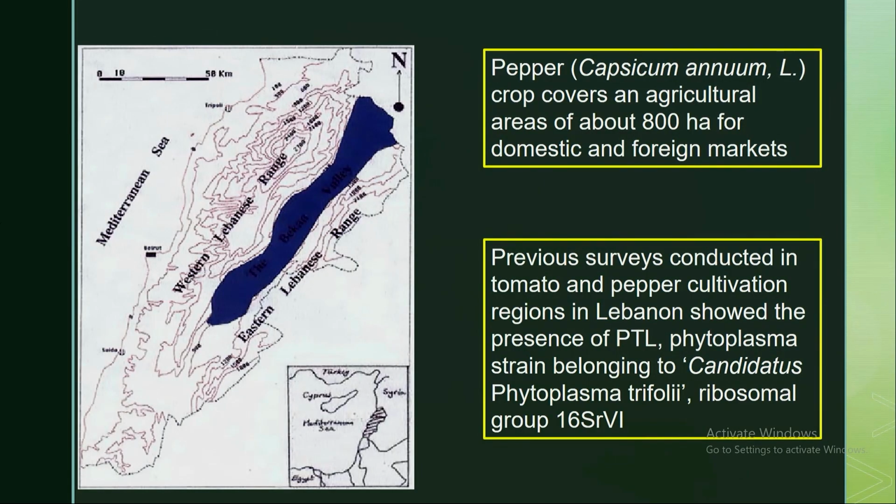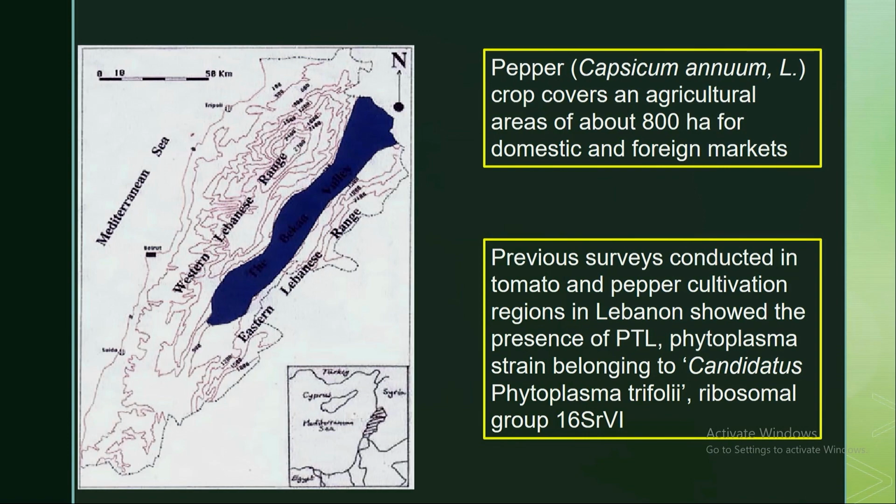Pepper is one of the main vegetables cultivated in Lebanon, mainly in the Bekaa Valley and in the coastal areas of the country, and covers an agricultural area of about 800 hectares for domestic and foreign markets. Previous studies conducted in tomato and pepper cultivation regions in the last decades show the presence of PTL phytoplasmas, a strain belonging to Candidatus Phytoplasma trifolii, ribosomal group 16SrVI.